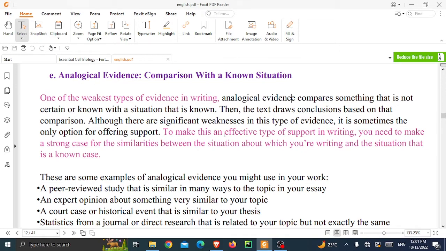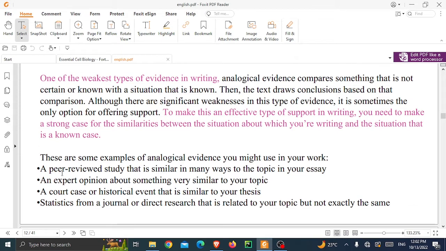So to make it an effective type of support in writing, you need to make a strong case for the similarities in both known things, and you need to identify it, to make a definition for the things that you are identifying, and you need to mention all the similarities and not leave anything out. And why am I telling you that, to not leave anything out? Because some people, when they compare one thing to another, they don't mention everything to make their point seem more right. So be careful about that when using analogical evidence.